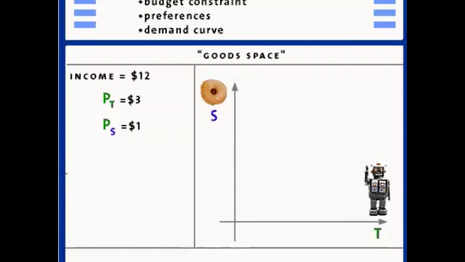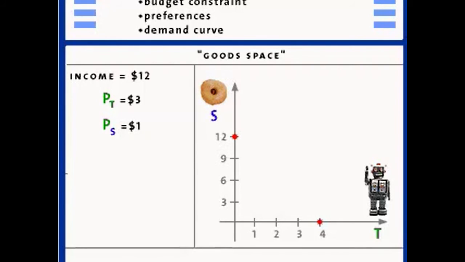Now let's suppose instead you bought only toys. How many toys could you afford? Well, with a budget of $12 and a price per toy of $3, you can afford to buy 12 divided by 3 equals 4 toys. So the endpoints are 12 snacks and 4 toys.